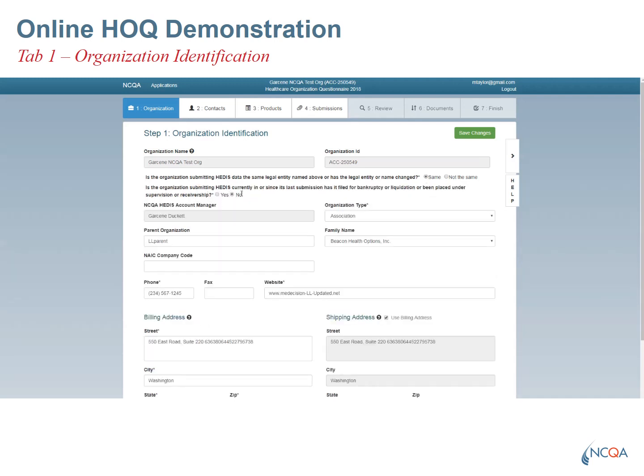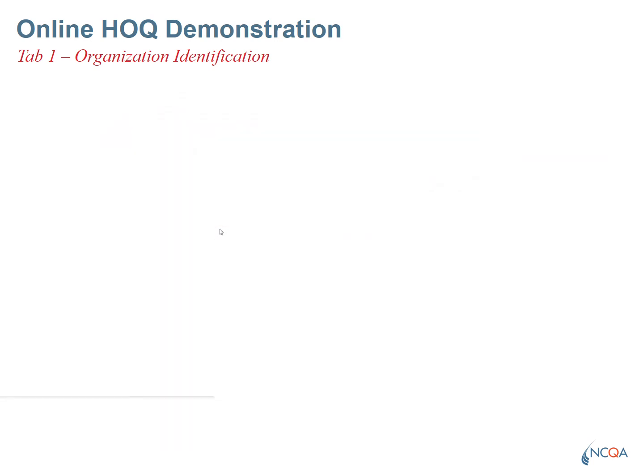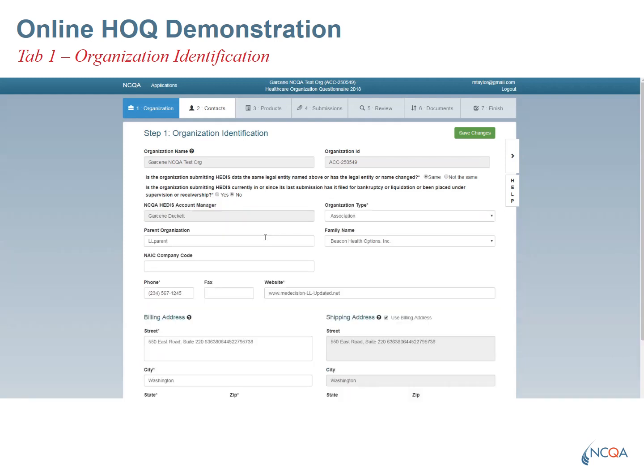And then we have a question about your financial status for your organization. Since the last submission, has this organization filed for bankruptcy or liquidation, or has it been placed under supervision or receivership? If the answer is yes, and you are an accredited organization, you would have to click this link to send an email, because that is a reportable event, and as an accredited organization you do have to report those events to us. But for the sake of this review, we're just going to say no, and we're going to move on.